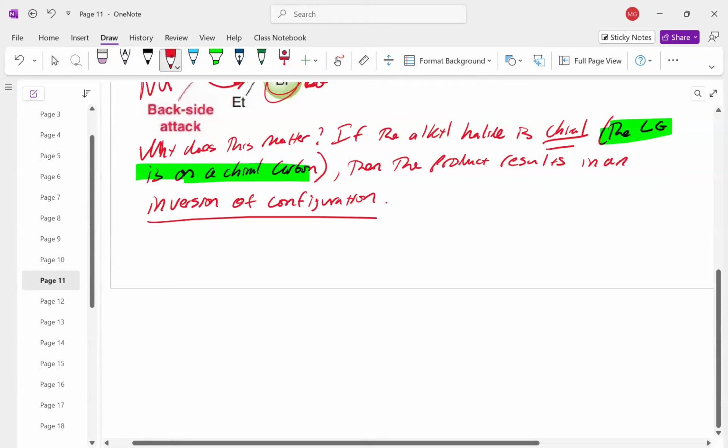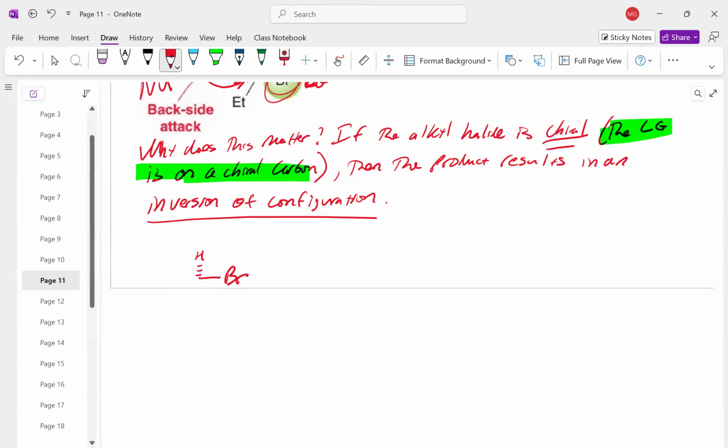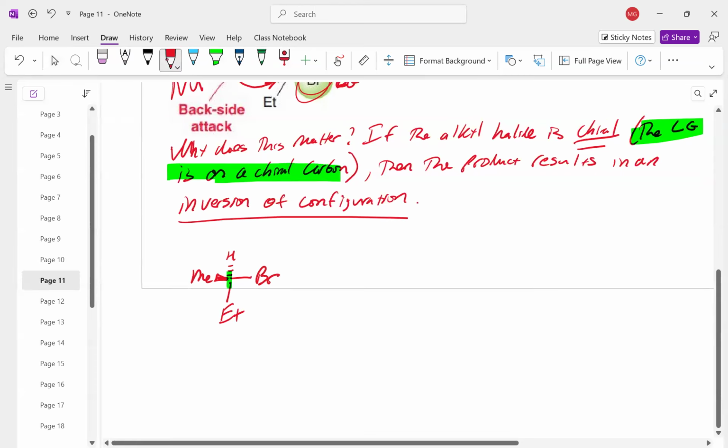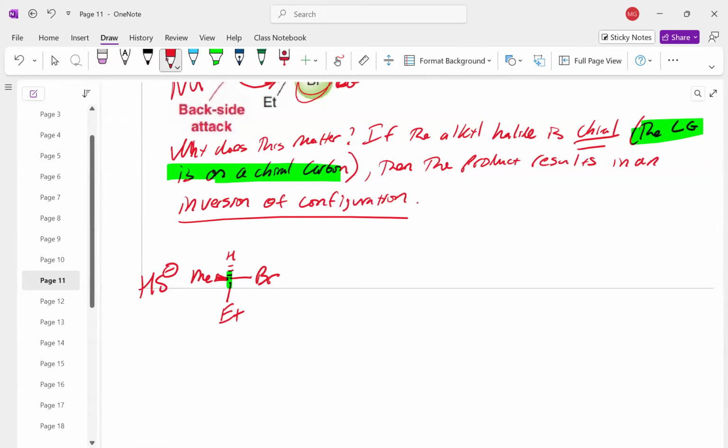Let's take this alkyl halide here. So this alkyl halide's chiral. It's got four different groups around this carbon right here, a carbon with the leaving group. And we're going to react it with a nucleophile. We'll just use this SH minus, pretty great nucleophile. And that is going to come from the opposite direction of the leaving group. So there's our SN2 mechanism.